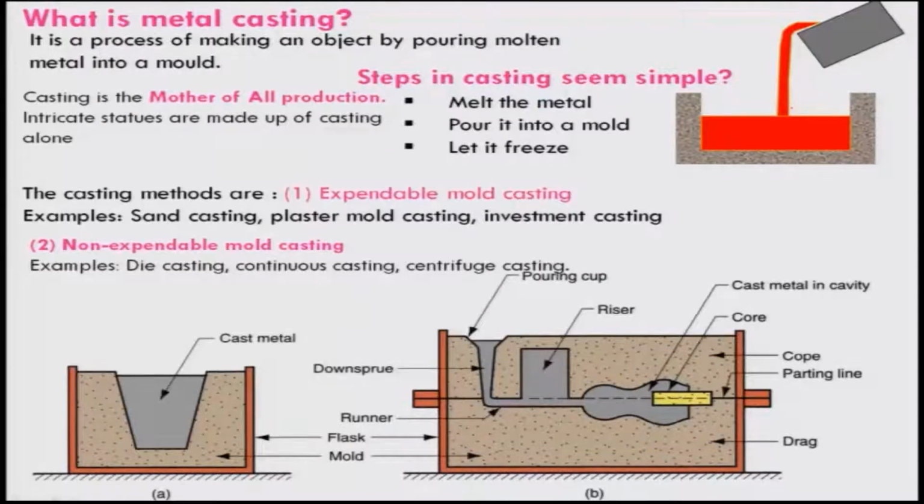Let me talk a little bit about the terminology used for metal casting. I have shown here a mold, and this is a sand mold, which has a flask or a body in which you will be preparing the mold. It has two halves, with a parting line here. The lower part is known as the drag, and the upper part is known as the cope.